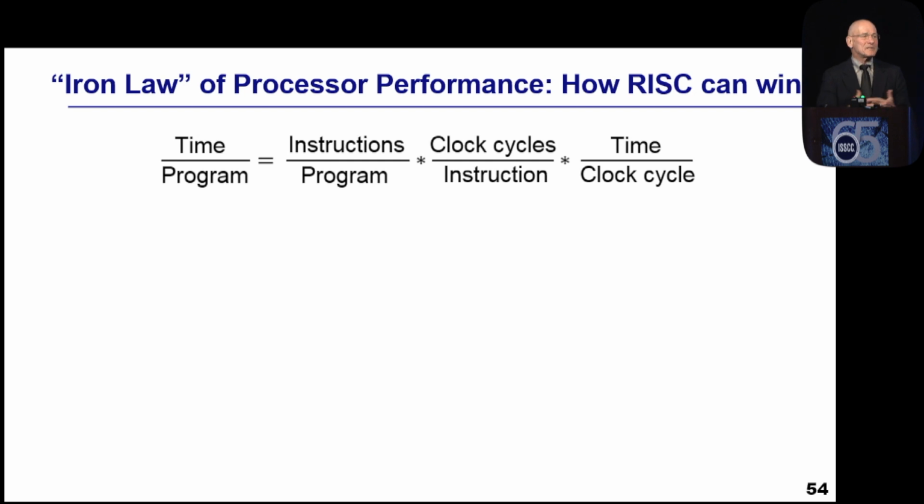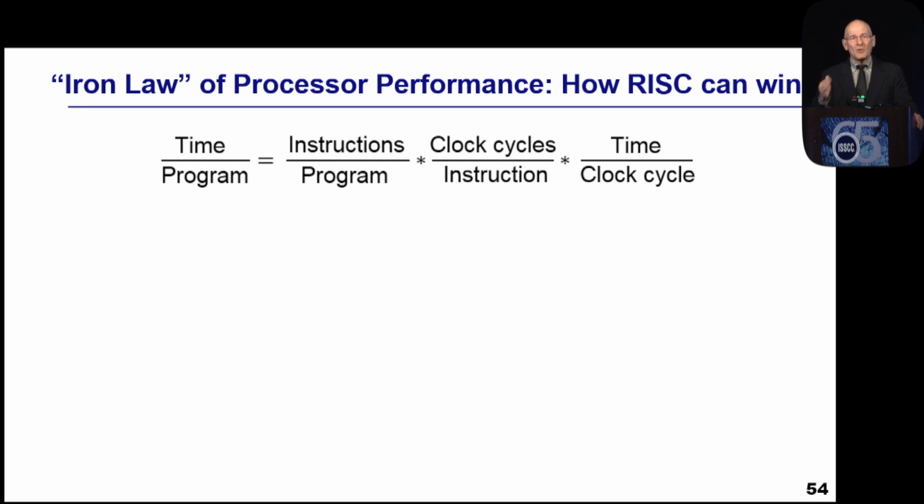But the problem in those early days of RISC was trying to explain why it's a good idea. So this formula was the key to explaining it. The time per program, how long it takes to run, could be broken into 3 factors: the number of instructions you execute per program, the average number of clock cycles per instruction, multiplied by the time per clock cycle.